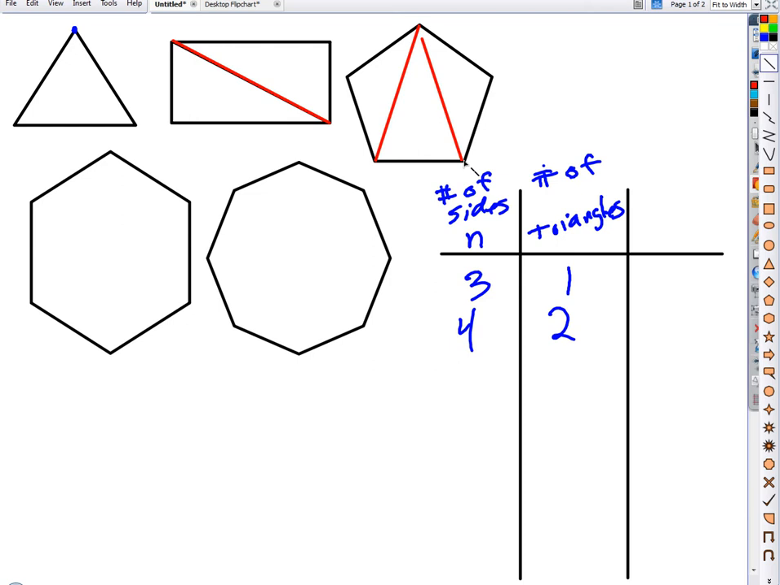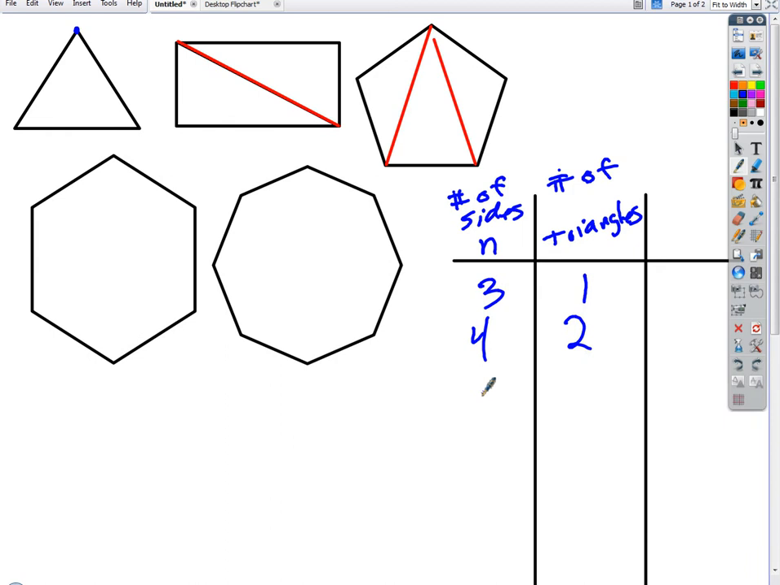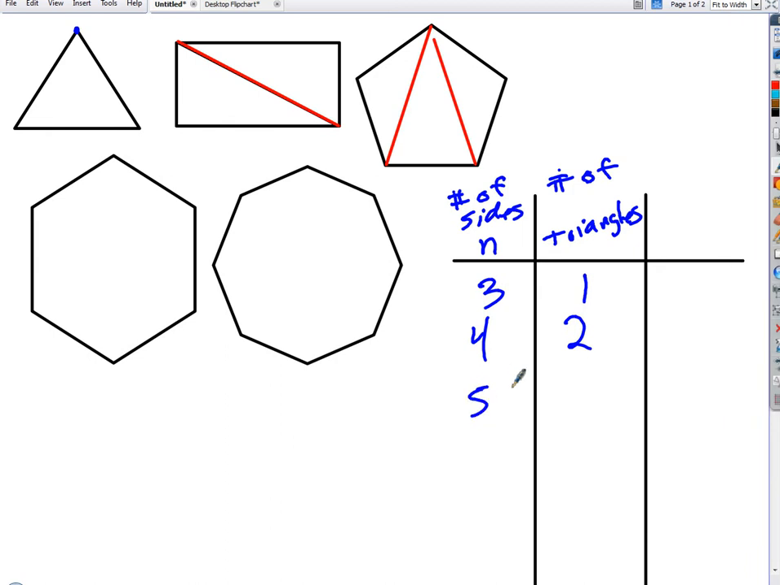So what do you think the pattern is then? If I count the number of diagonals, how many triangles? 1 more than that, yeah. So the number of diagonals plus 1. There's one pattern you see. Okay. So we have 5 sides, 3 triangles.